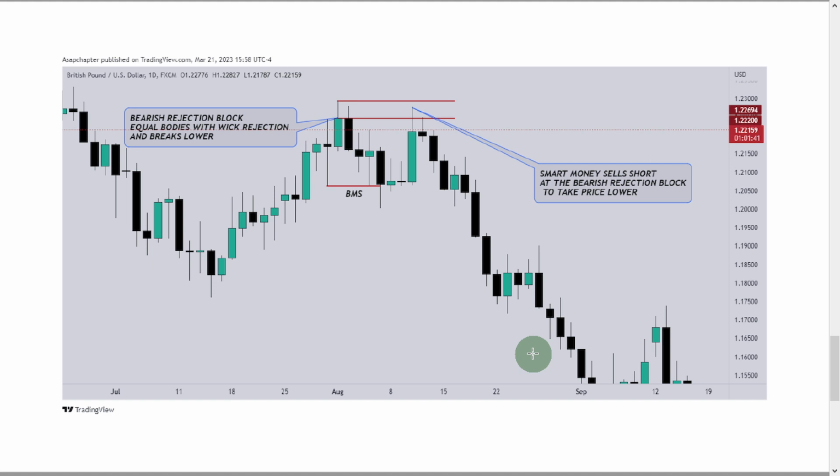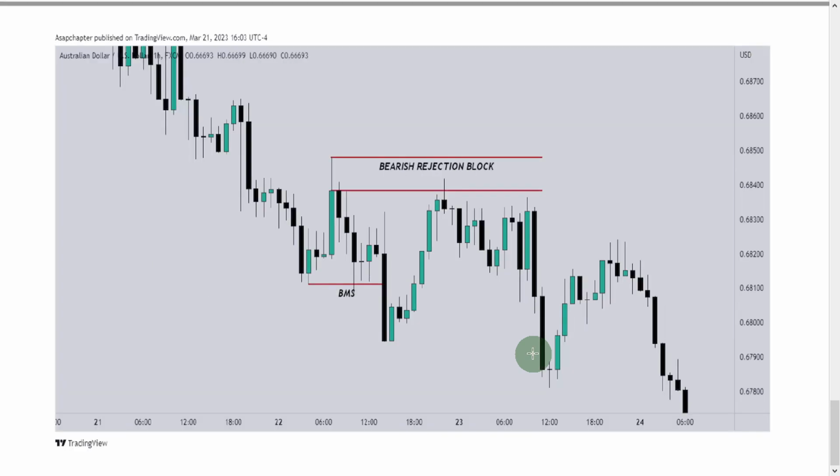Let's look at this example as well. Equal bodies, long tail of rejection, aggressive move to the downside, break in market structure. Smart money returns back to the rejection block, and then they sell off. So this will be all for rejection blocks. They are very powerful to incorporate in our trading model.